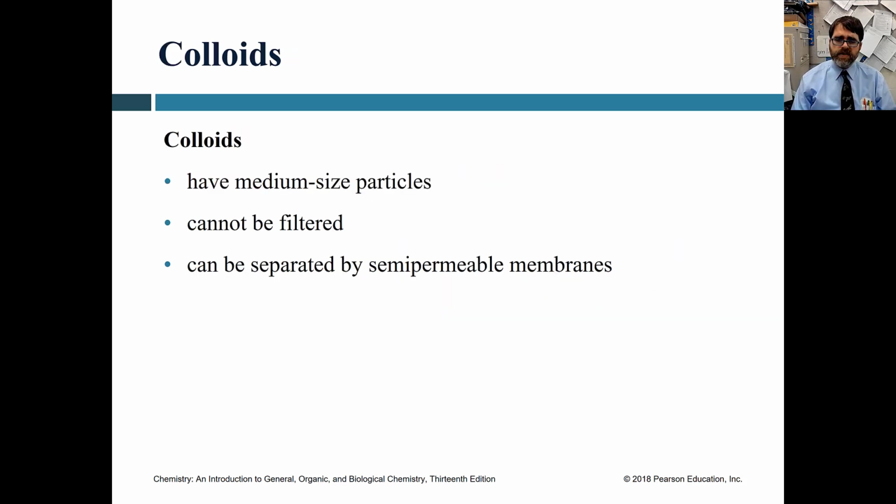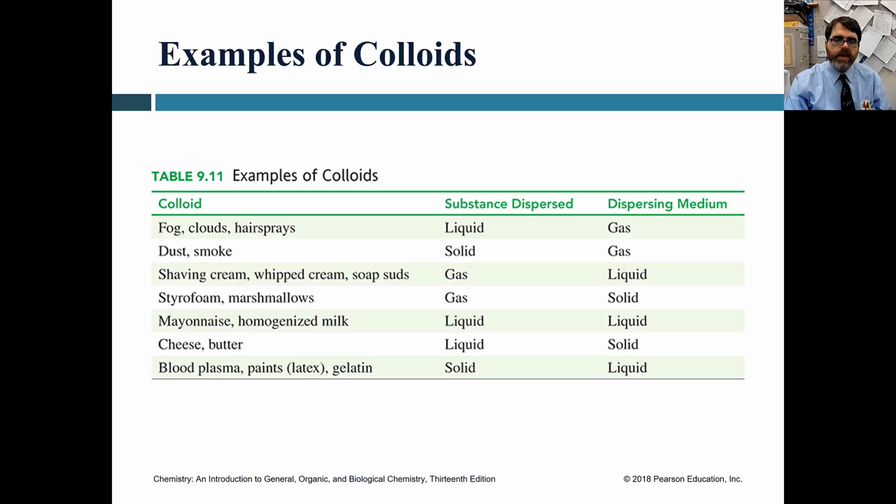Colloids have pieces that are slightly bigger, but those pieces cannot be filtered. However, they can be separated by semi-permeable membranes. And this is where, like I said, the coffee filter is only an okay example, because the coffee filter really is doing filtering, but it'll allow a solution through because there aren't particles to be filtered there. A semi-permeable membrane is some kind of barrier that will allow some pieces through, but not other pieces through, and that's what colloids do. There are all sorts of great examples of colloids.